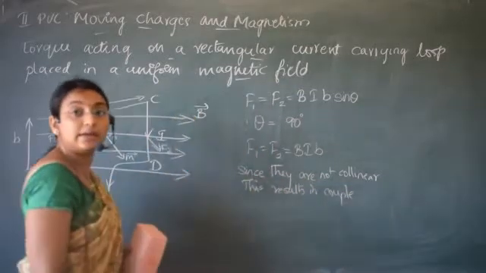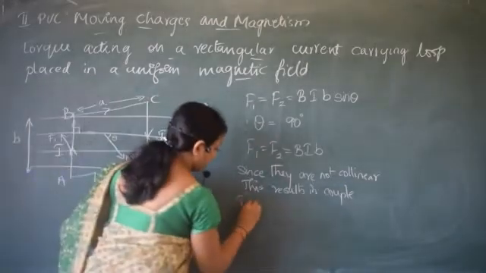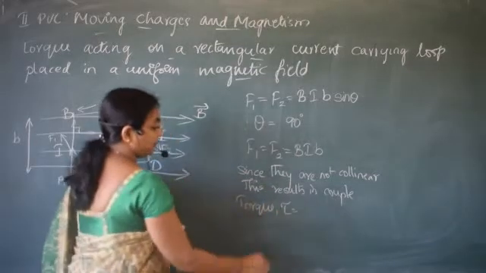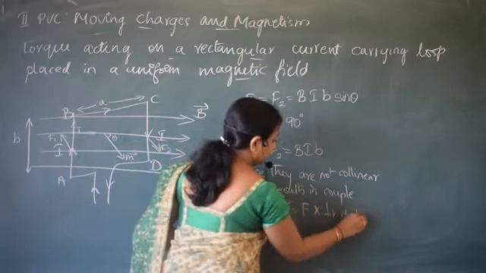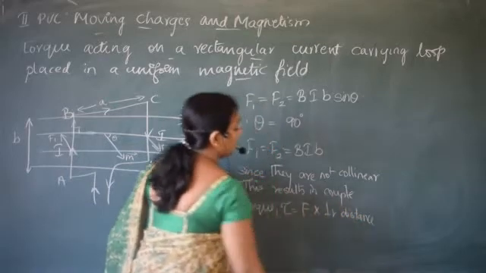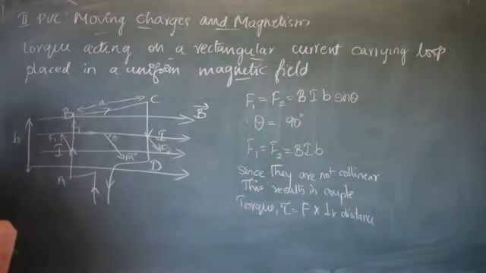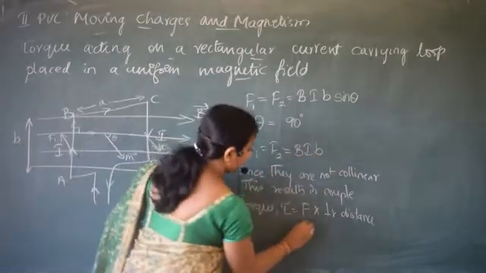This results in a couple. Okay, that is nothing but torque. Torque is nothing but force into perpendicular distance. Torque is equal to force into perpendicular distance. How to find this force into perpendicular distance? See here, force is this one, correct?